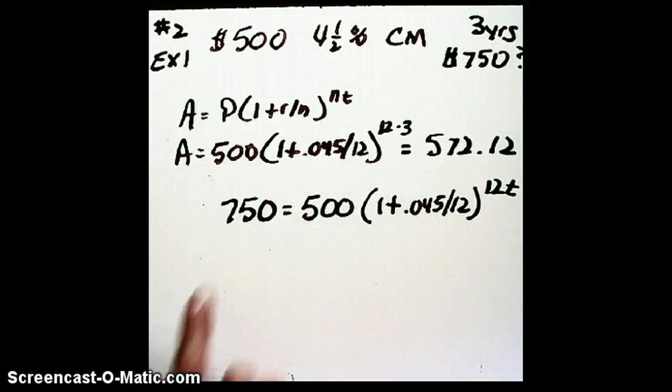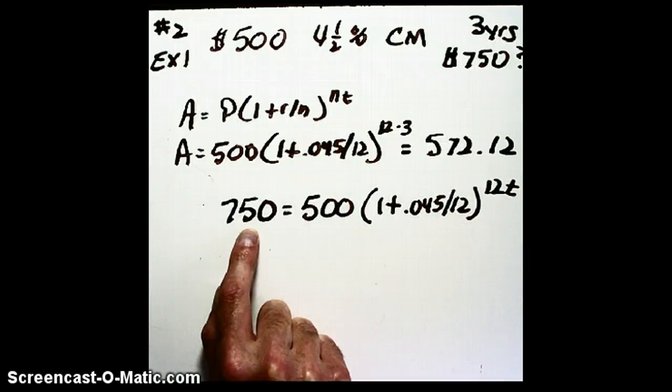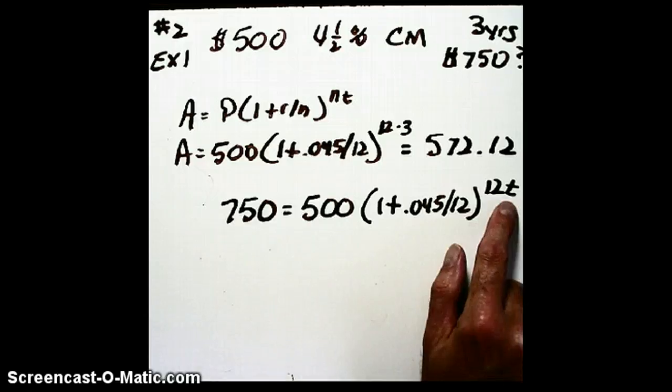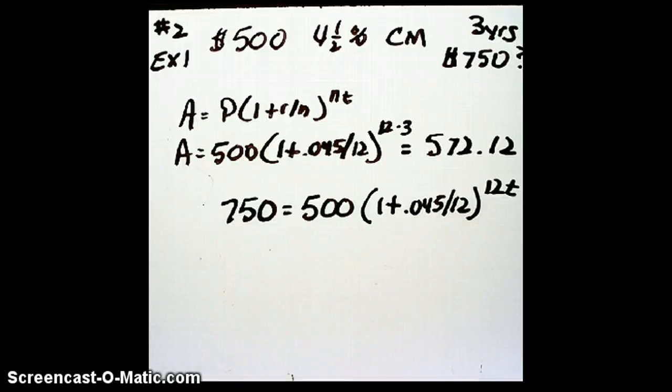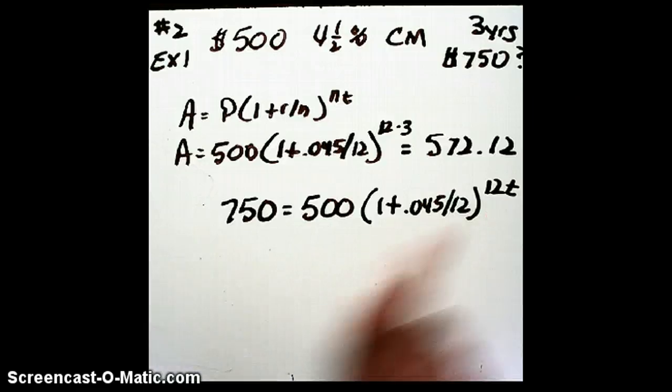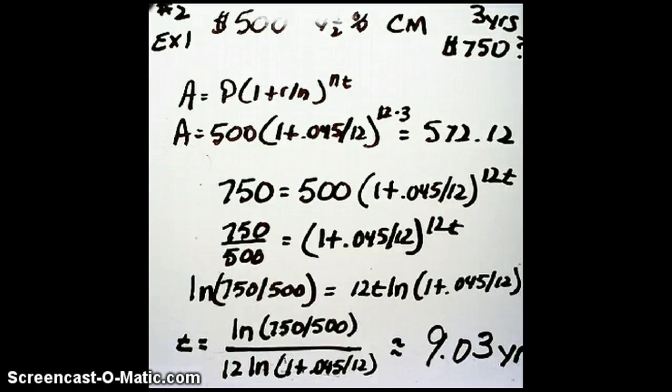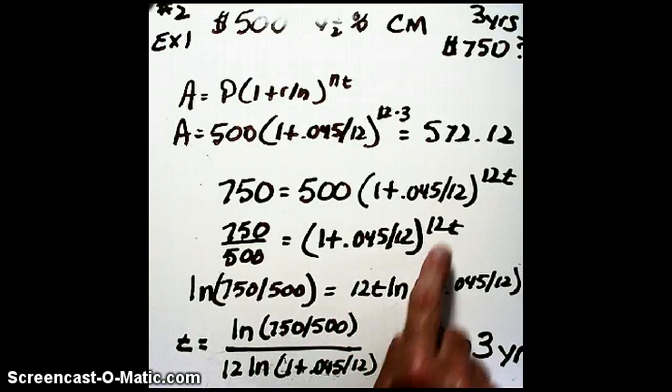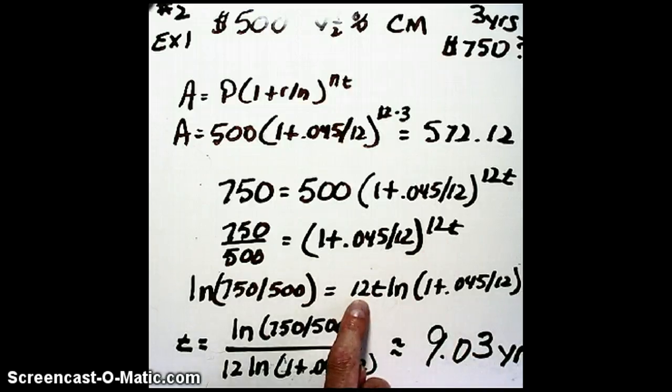But the second part says, when will I have $750? See, we're trying to find t. Now, that's going to require us to divide by the 500, then take the log to get into that power position. Okay, notice what I had to do for this problem. I set that up, and then I divided by the 500, and then I took the ln of both sides. When I took the ln of both sides, I moved that 12t to the front.